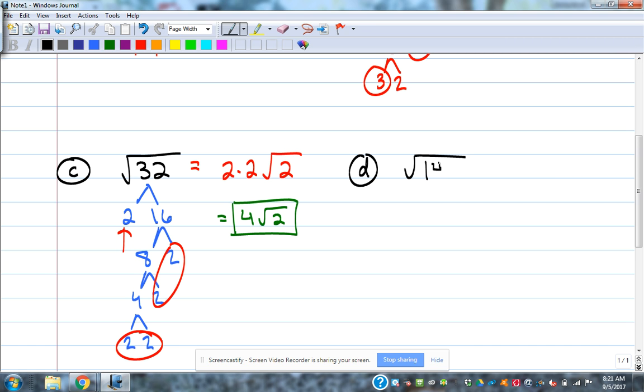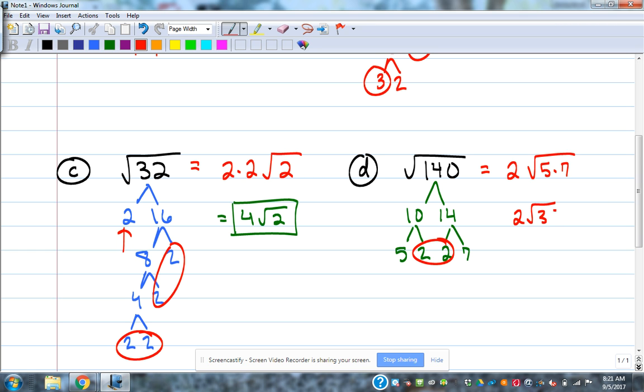A weird number like 140. I don't know much about 140. I know it ends with a 0. So that means what number goes into it? 10. So that's 10 and 14. I know 10's not prime, so I'll break it down to 5 and 2. I know 14's not prime. It's 2 and 7. And I have a pair of 2s. So what comes to the outside? A 2. What's left on the inside? 5 times 7, which is 35. So it's 2 radical 35 out of that.